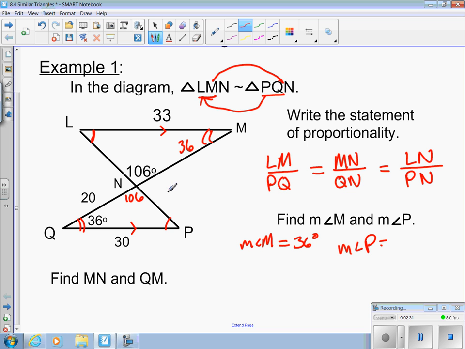These add up to 142 degrees. And we know all three of these angles add up to 180. So if we take 180 minus the sum of these two angles, we're going to get our total, 38 degrees.